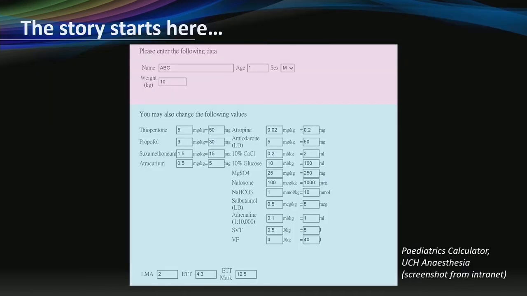The story actually began here when I was a trainee rotated to UCH Anesthesia. They have an online calculator on their intranet, which is quite interesting. I only have to enter some patient details and all the GA medications and airway sizes would be provided. So I imagined it would be great if we can have a more modern and mobile version of this calculator.